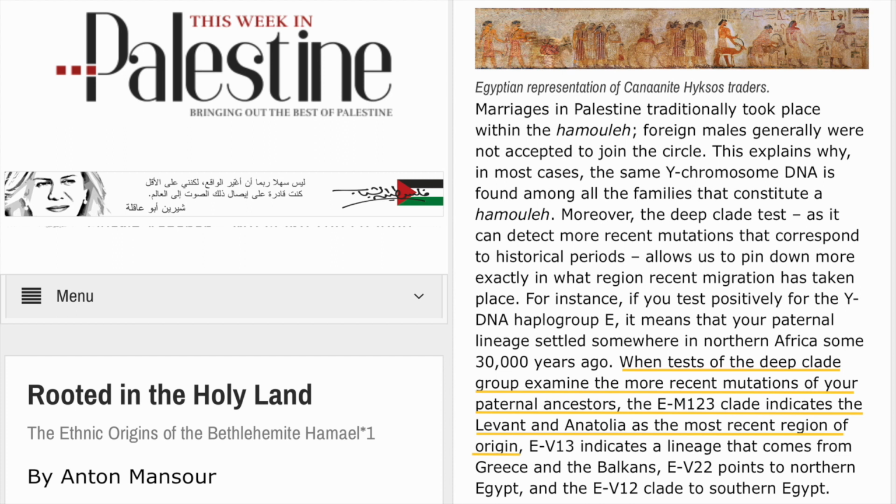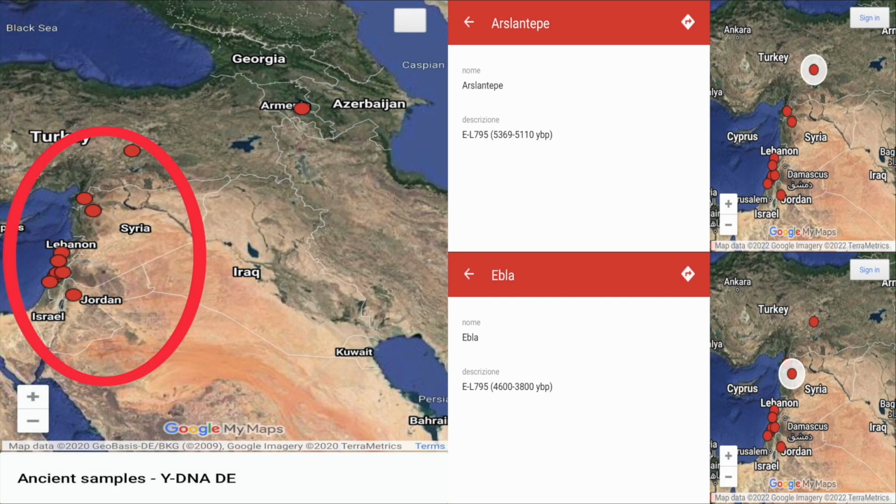And according to the webpage This Week in Palestine, titled Rooted in the Holy Land, it reads, when tests of the deep clade group examine the more recent mutations of your paternal ancestors, the E-M123 clade indicates the Levant and Anatolia as the most recent region of origin, and we have found samples of E-M123 and members of that branch within the Levant as well as in Anatolia around the time of the early Bronze Age and late Chalcolithic.